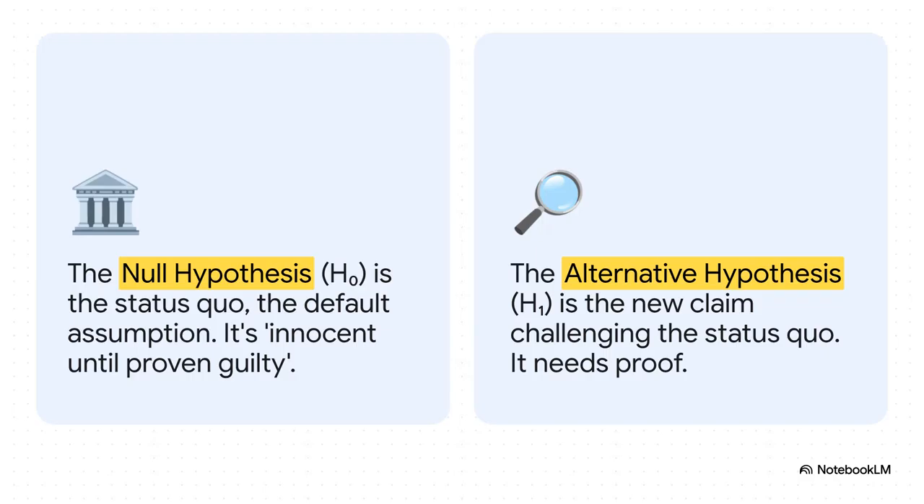Now, every good courtroom drama has two opposing sides, right? You've got the defense and the prosecution. And it's exactly the same here. The null hypothesis, or H0, plays the role of the defendant. It's the status quo, the assumption that nothing has changed. It's innocent until proven guilty. And challenging it is the alternative hypothesis, the prosecution, which is making the new bold claim.